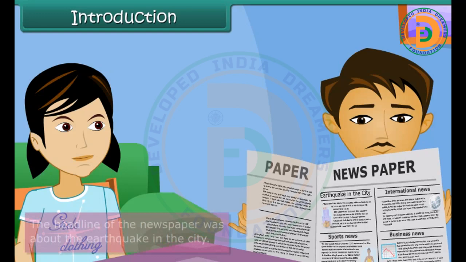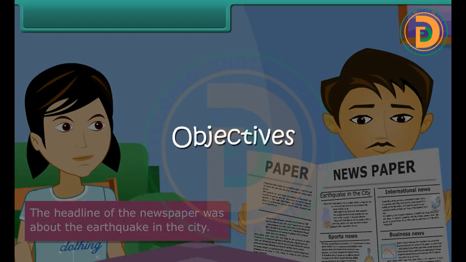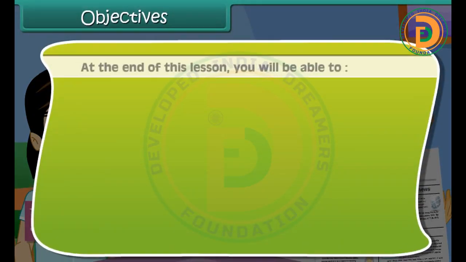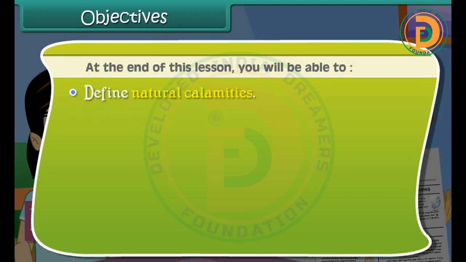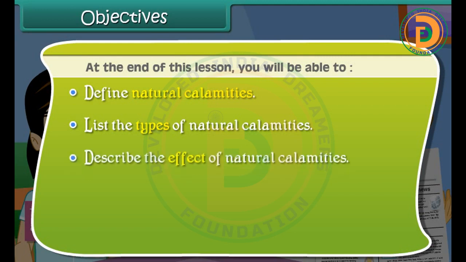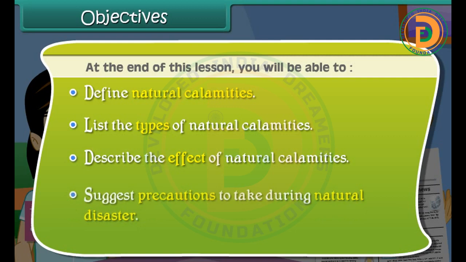Let us learn about natural calamities today. Objectives. At the end of this lesson, you will be able to define natural calamities, list the types of natural calamities, describe the effect of natural calamities, and suggest precautions during natural disasters.